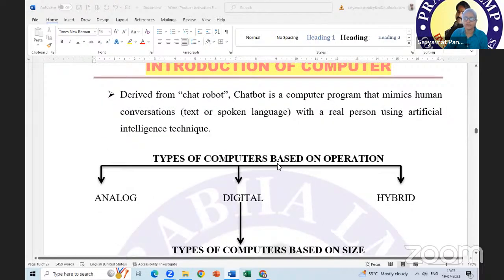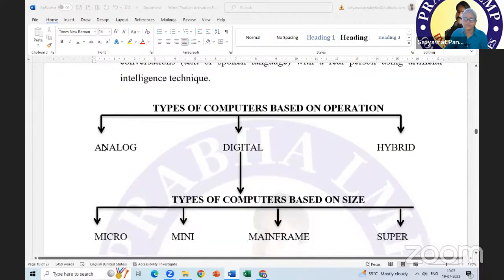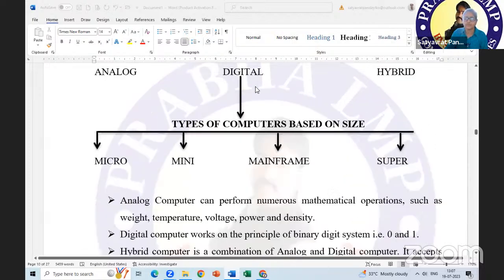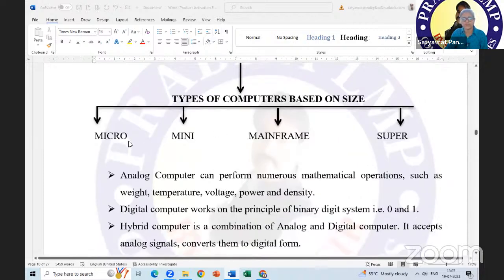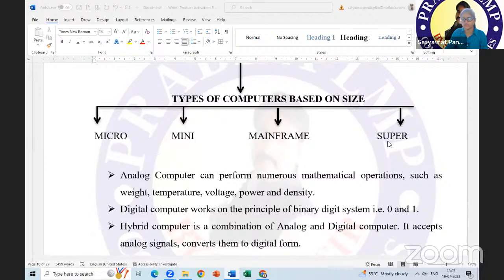Now, types of computers based on operation. First is analog, second digital, and third one is hybrid. Now, digital computer is also classified based on size. First is micro, second is mini, third is mainframe, and fourth is super.